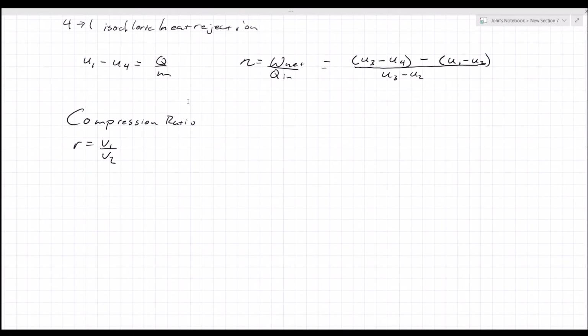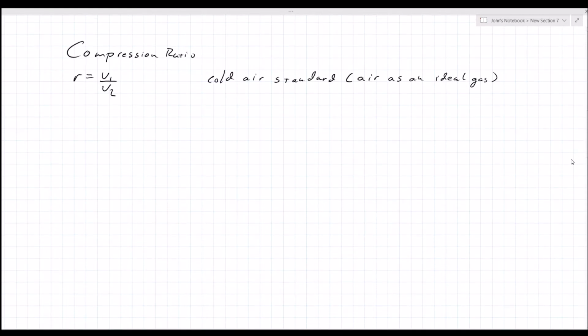Now, when do you use compression ratio? You use compression ratio when you're operating under cold air standard cycle. Now, what is cold air standard? What does that mean? Well, that just means you're treating air as an ideal gas. Now, this is great because, with you treating air as an ideal gas, over the centuries engineers have tabulated all these values for air at specific temperatures and pressures, and you get reduced pressure and reduced volumes, and you can get these volumetric ratios.